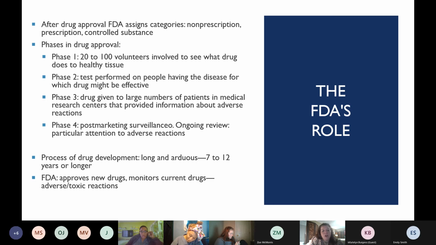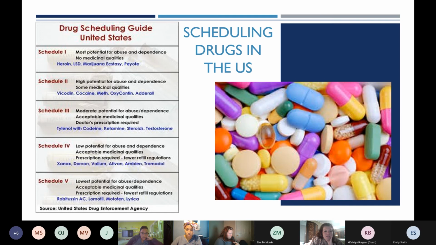And then phase 4 is called post-marketing surveillance, and it's an ongoing review. So phase 4 is like when you see these commercials where they say, oh, talcum powder is now known to cause such and such. That was recognized in the post-marketing surveillance of those drugs, okay? And those negative things were not seen immediately. They were seen later on in the game. So that's the role of the FDA and how things normally work. All right, scheduling of drugs.